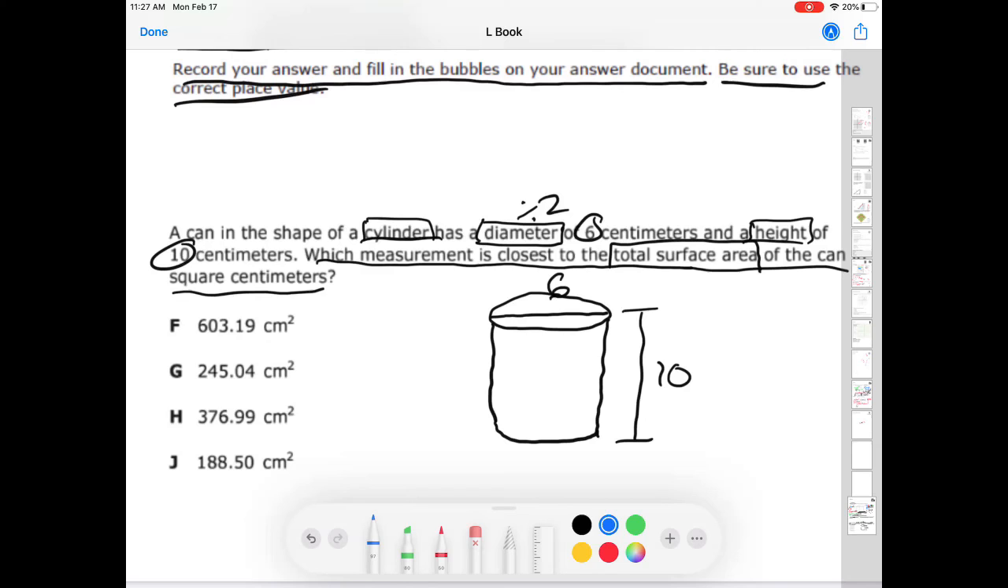So I'm going to use some different colors, and I'm going to go ahead and use my formula. So I look for total surface area of a cylinder. The formula reads 2 times pi times radius, so I'm going to use red for radius, squared, plus 2 times pi times radius again times height. So what I have to do to find my radius is I'm going to have to take this 6 and divide it by 2. So 6 divided by 2, and I will get 3. For my height, it's just provided for me, which is 10.